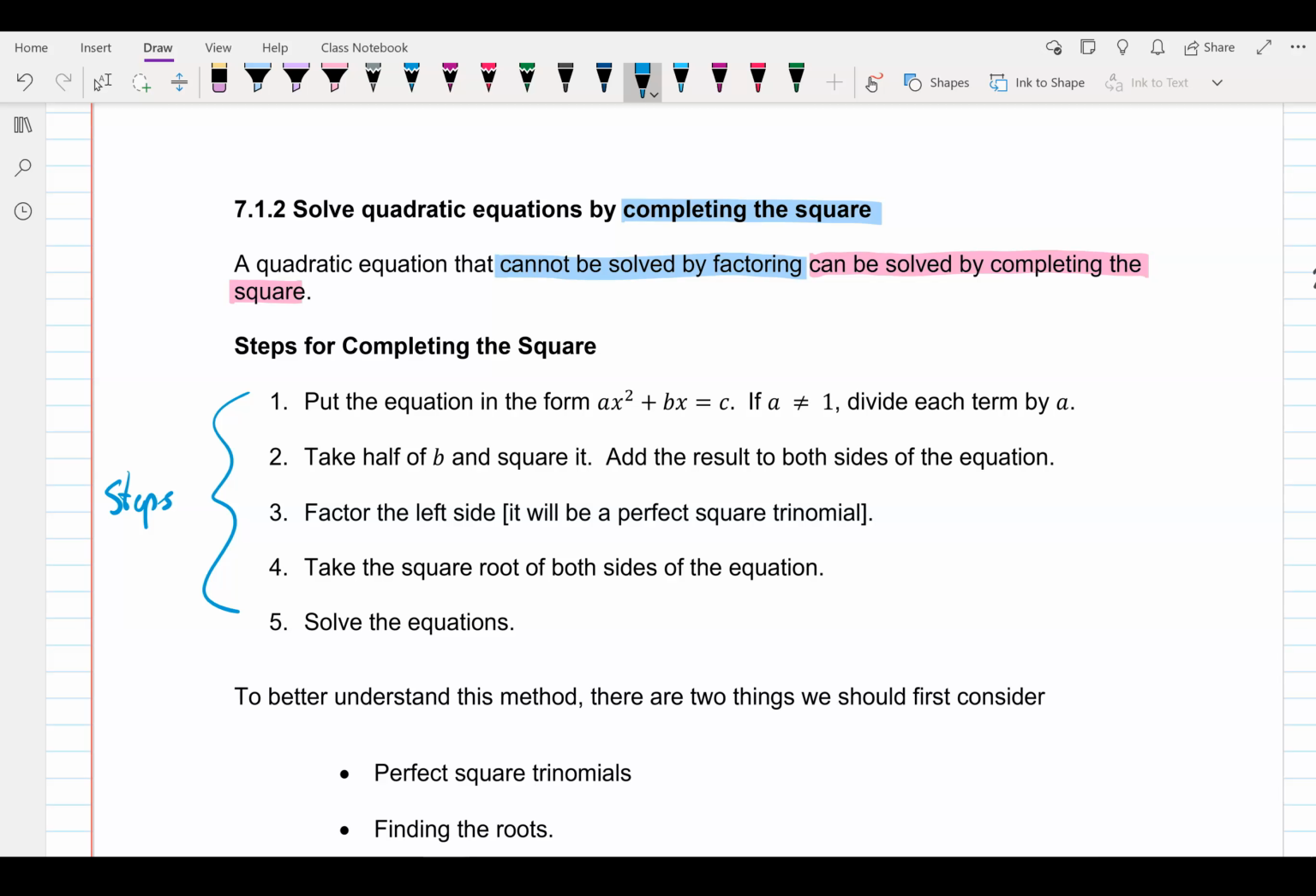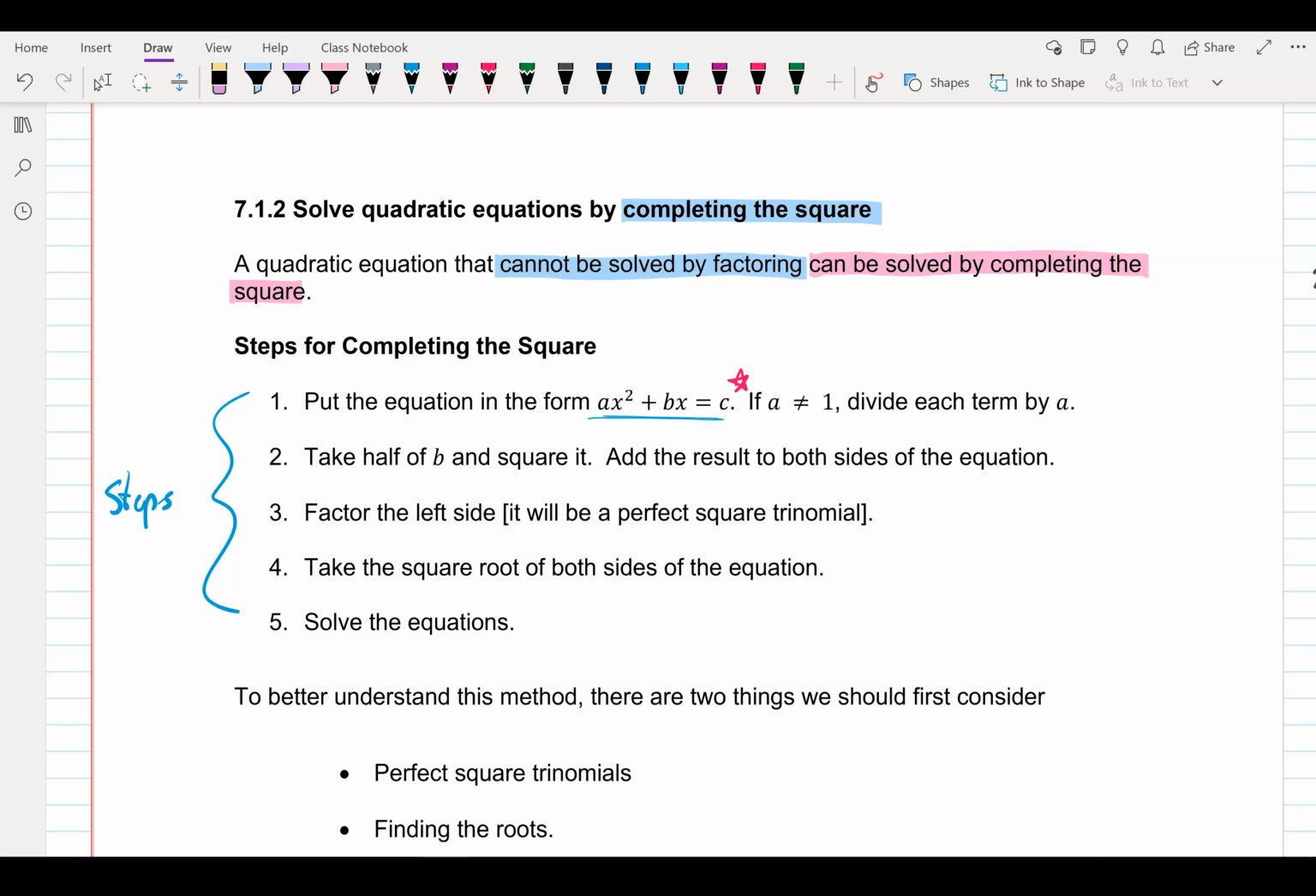It says we're going to want our equation in this standard form, which is normal. If a doesn't equal 1, we're going to divide each term by a. So you'll see that happen later. We'll divide everything by that leading coefficient. Then we're going to take the middle number, b, the coefficient for the x value, and square it. Actually, we're going to divide it by 2, and then we're going to square it. And then we're going to add the result to both sides.